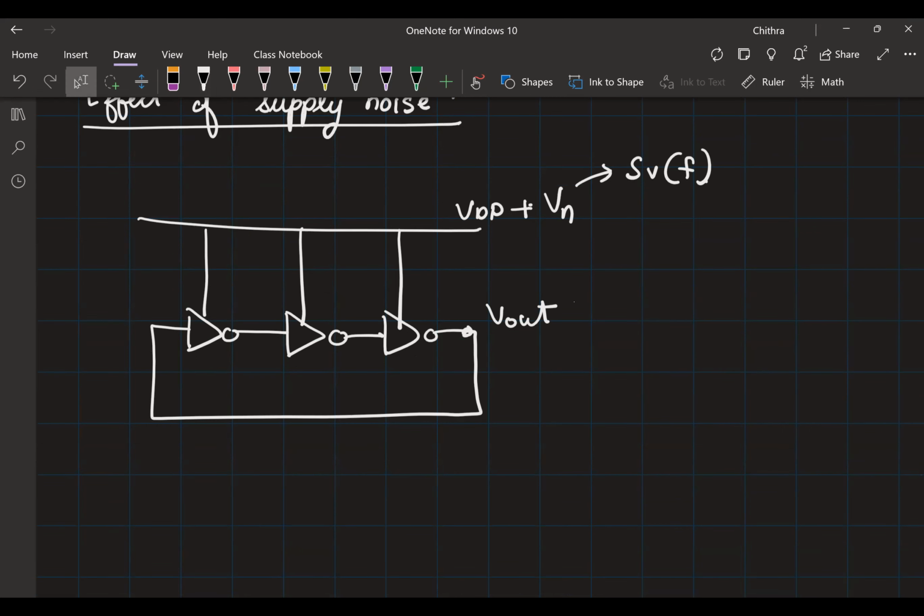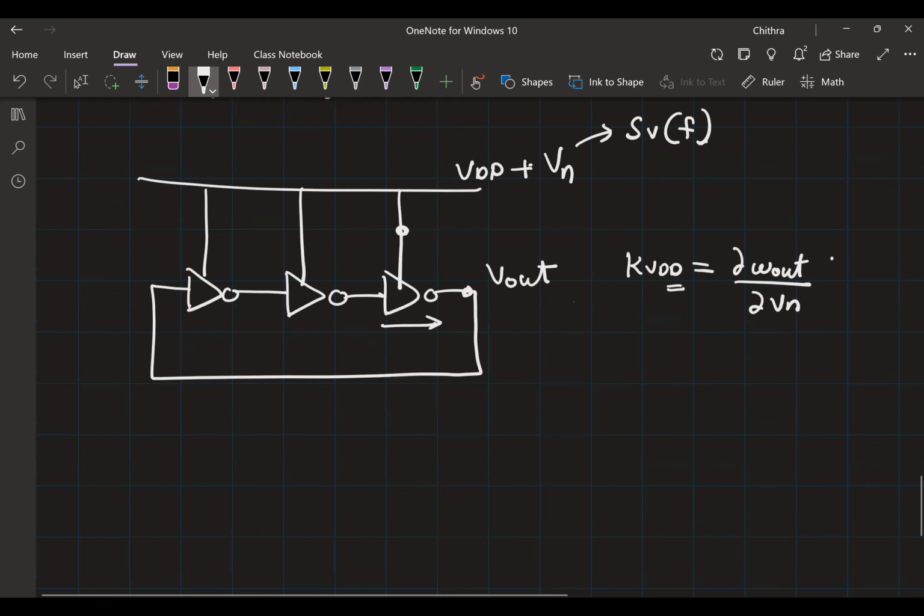To make things a little simpler now, I'm going to define my KVDD as dou omega out by dou Vn. So earlier we said that if there is a change in the supply, the delay of each inverter is going to change. If the delay of the inverter changes, then the oscillation frequency is going to change, right? So I'm directly defining my KVDD as dou omega out by dou Vn. The units of this KVDD and the KVDD we defined earlier will be different, right?